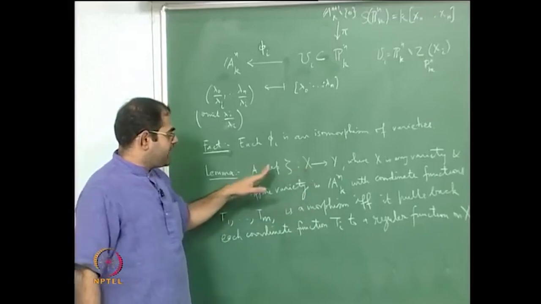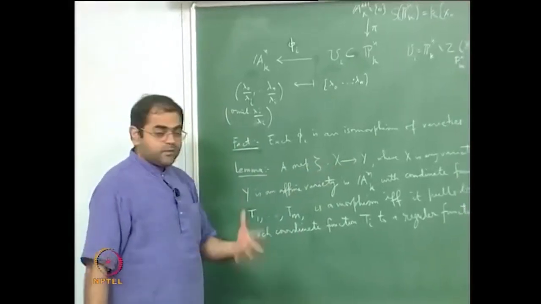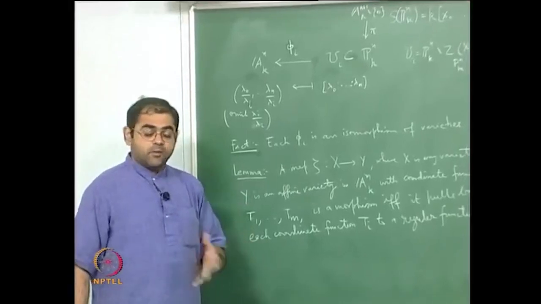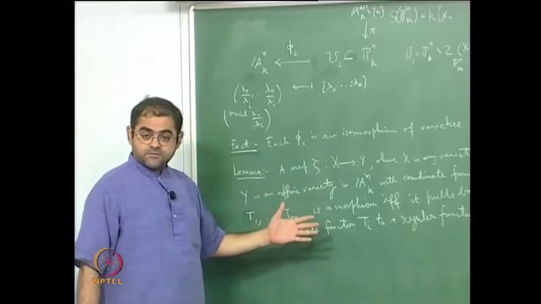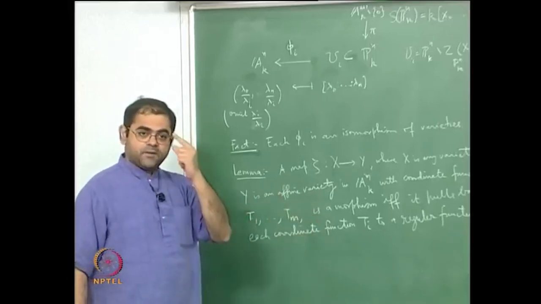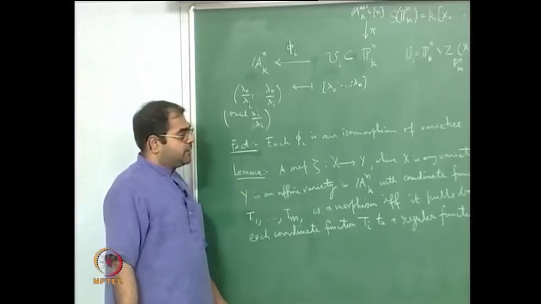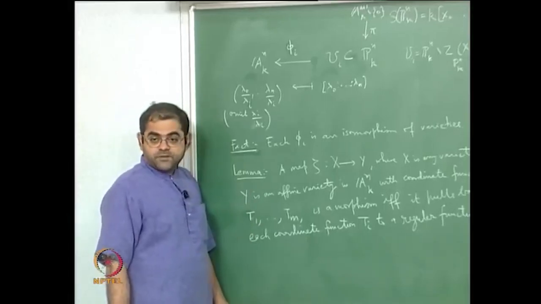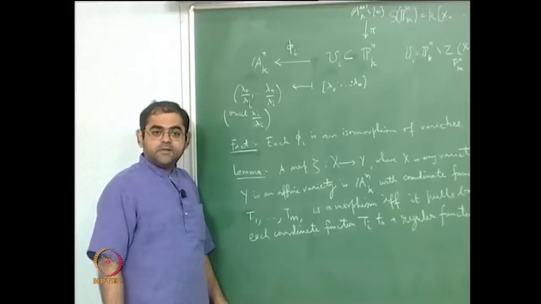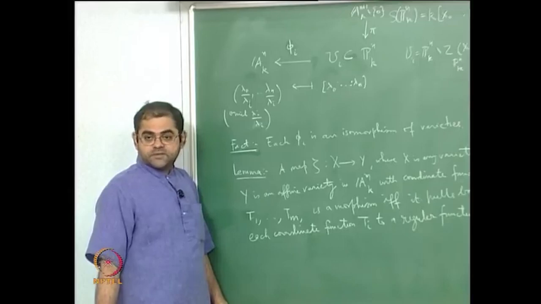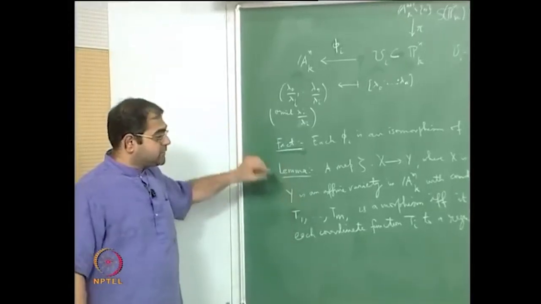So the idea is, if you are just given a set theoretic map, when do you check it's a morphism? How do you check it's a morphism? It's a very powerful lemma, but it's very easy. Okay, and it's very easy to use. The proof is also easy, but it's a very powerful lemma, because if you want to check something is a morphism, you have to check two things. You have to check it's continuous, number one. Then you have to check that it pulls back regular functions to regular functions.